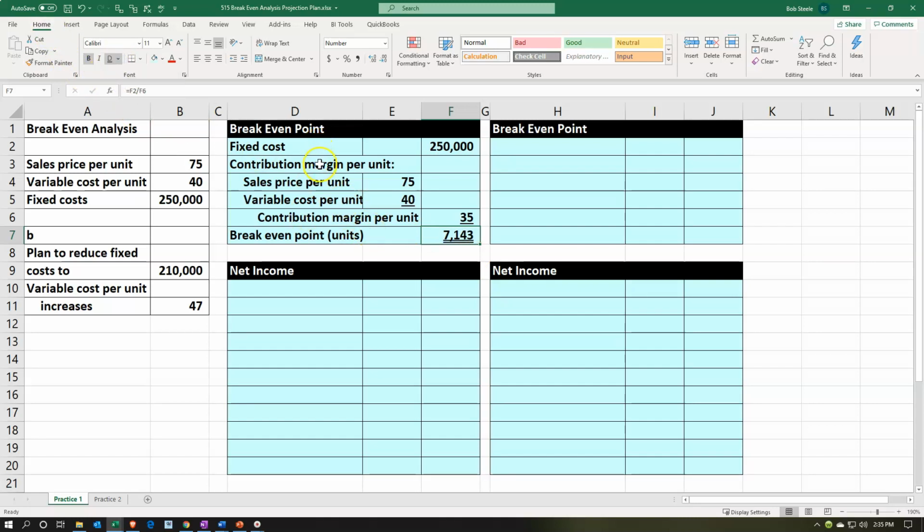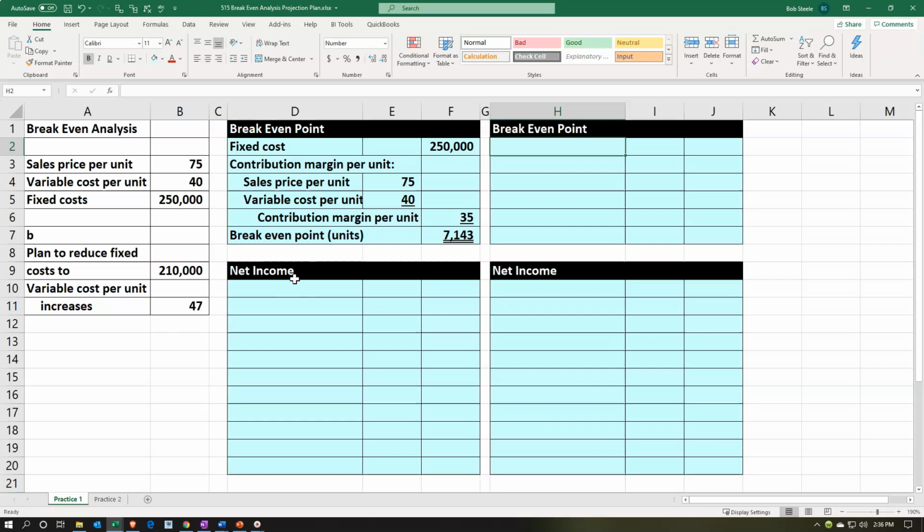Now let's run our projection here, and then we'll calculate the net income just to prove this and practice our formatting down there as well. So what if we were just going to take the break-even point and look at this plan? Someone's saying, hey, look, you don't have to pay the rent on so much of the space. You can rent less space here. We'll bring down the fixed cost from 250 down to 210. But in order to do so, we have to increase the variable costs from $40 to now $47. So variable costs are going to be increasing in order for us to reduce some of these fixed costs. That's going to be our trade-off.